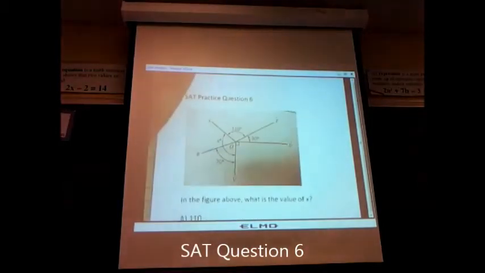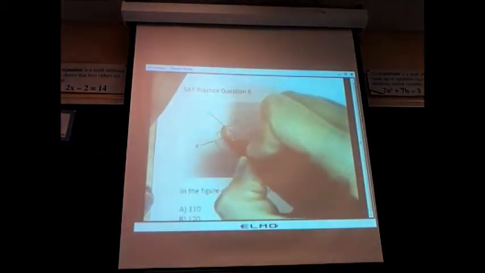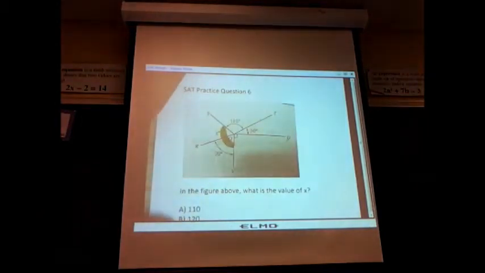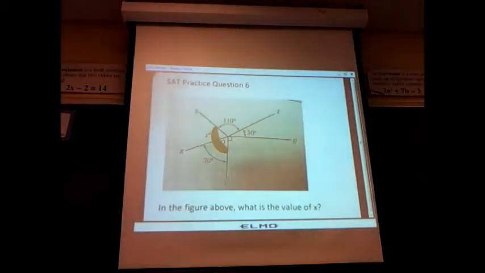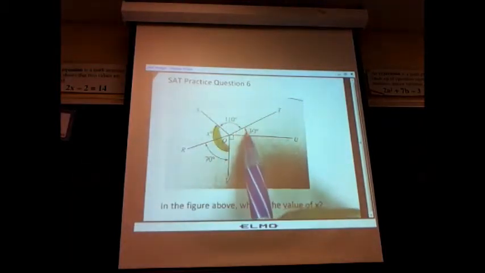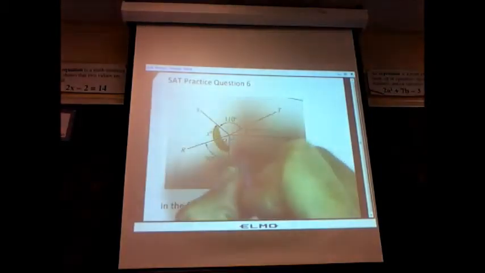Okay, SAT practice question number 6. I have a diagram, and in the figure above, what is the value of x? Okay, so I need to find out what x is, which is this angle right here. They tell me that this angle right here is 110, this one here is 30, this little piece here is 70, and that this is 90. The reason that I know that is because of this square in the corner. That means it's a right angle.